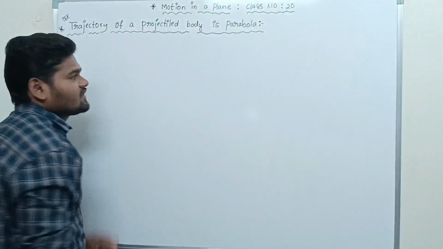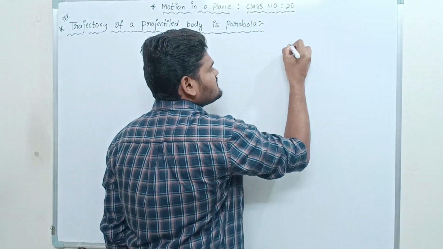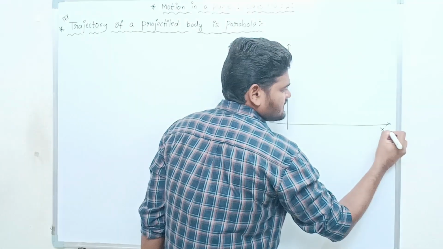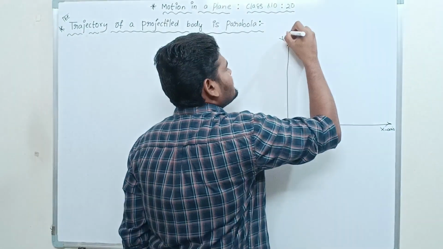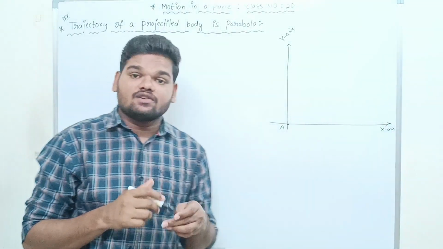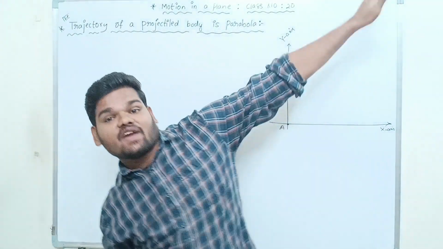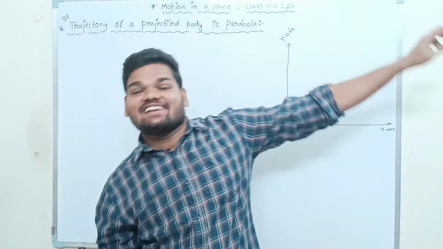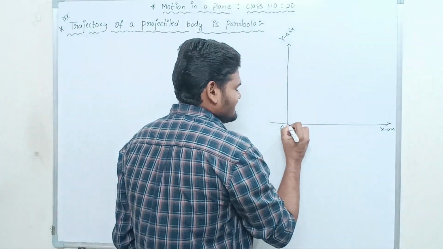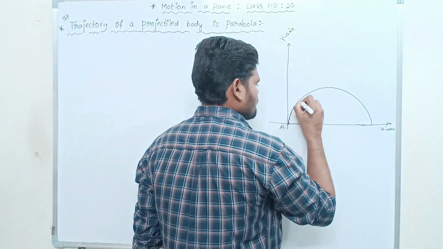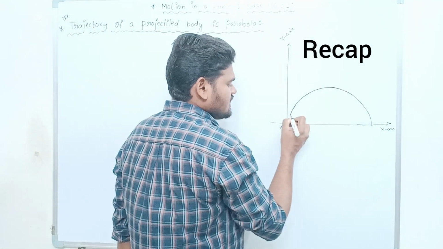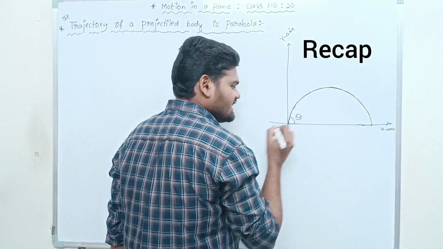Right. So from the last two lectures we are discussing projectile motion. This is the x-axis, y-axis. This is the point A. From the point A, if you want to bring the object into projectile motion, you have to throw an object at an angle other than 90 degrees with the horizontal, then the object makes projectile motion.